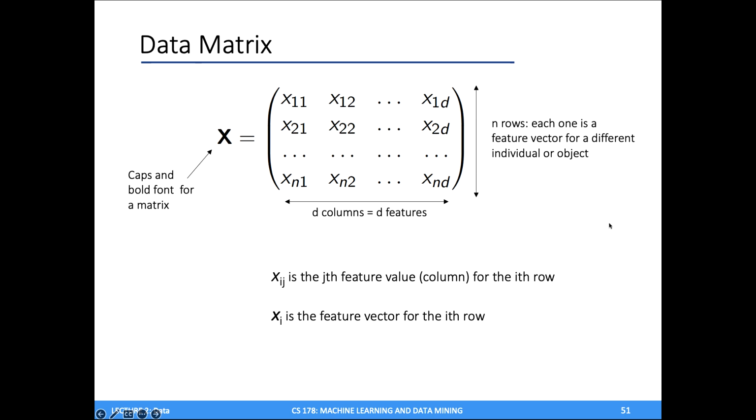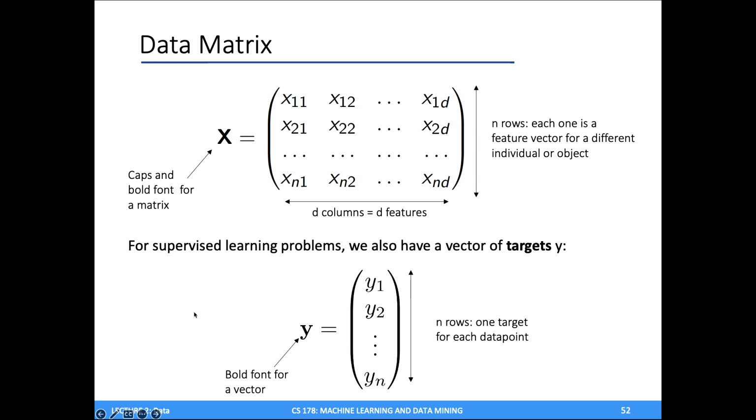And again, X sub ij is really the jth feature, i.e. the jth column, for the ith row, i.e. the ith data point. And if I use boldface X sub i I really mean just the ith row, i.e. the ith data point. In supervised learning problems, we also have this vector of targets, y. I'll use a boldface y to denote a vector of targets, and I'll use y with a subscript to denote a particular value for this regression target. And again, the convention is we have n rows for our target vector, 1 row for every data point.